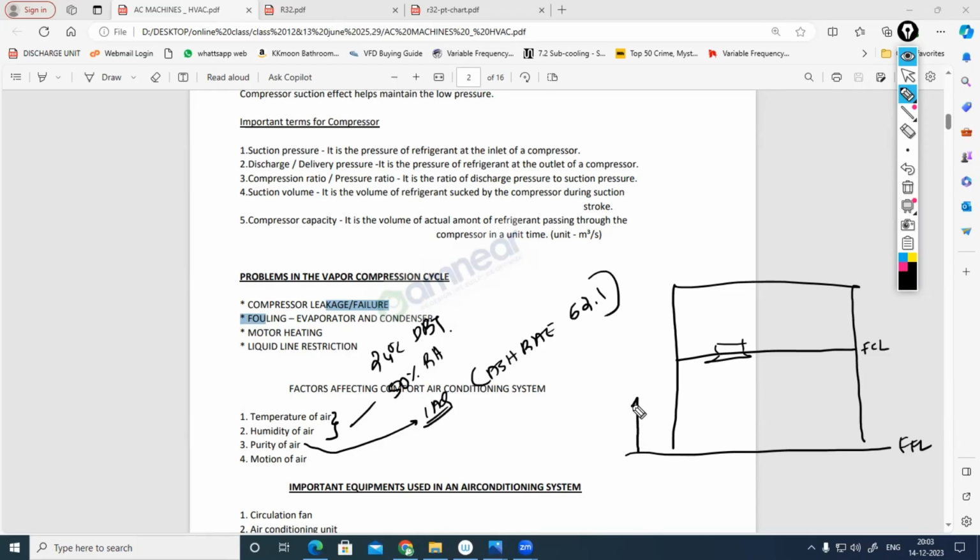Finished floor level to 1.8 meter. Normally, people will be accommodated within this space only. This space is called the occupied zone.